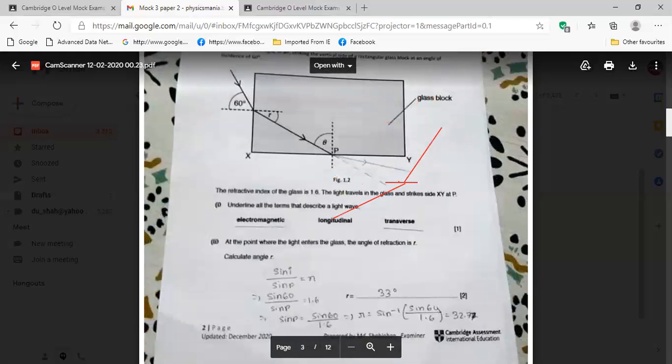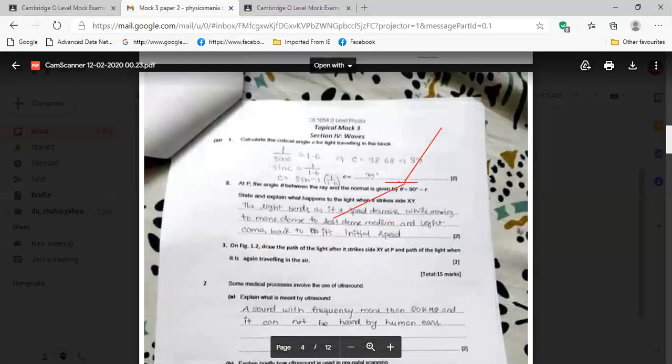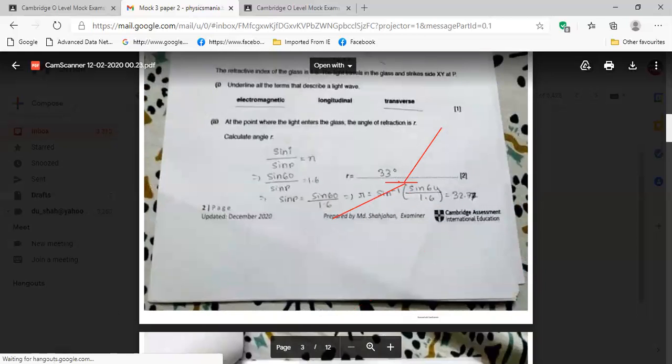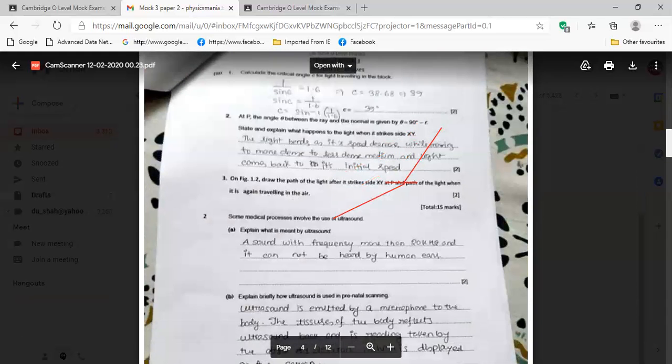So it's clear now, right? So you give your -2. In the drawing, you give your -2. Yes, sir. I have given -2. Then here, draw the path of the light.